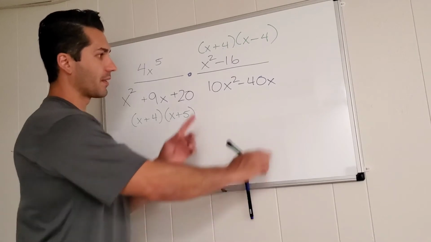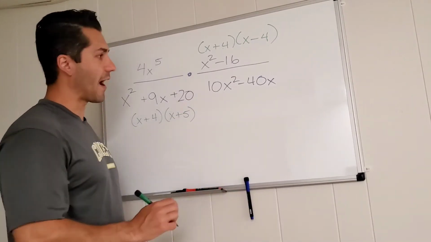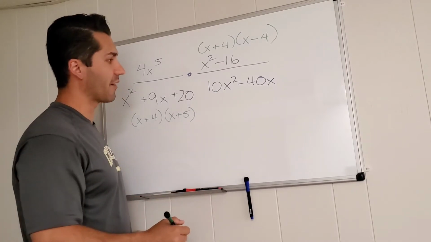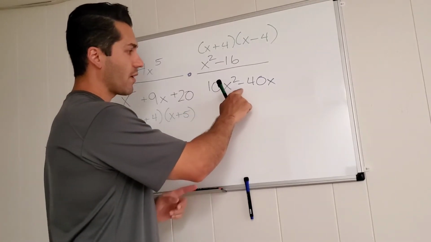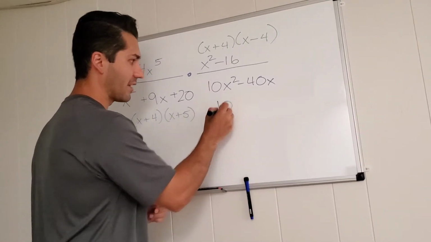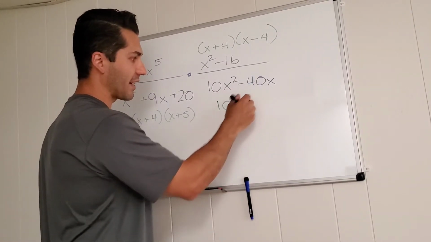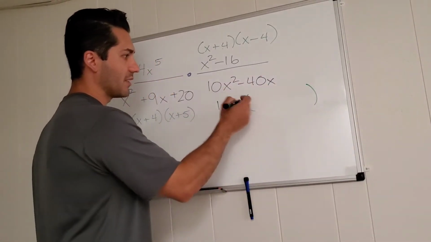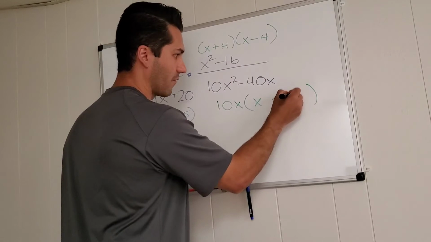Down here, this was the first type of factoring we learned. This is GCF, factoring using GCF. 10x squared minus 40x. 10 and 40 have a GCF of 10, so I take out a 10. With x squared and x, I could take out an x. And once you factor that out, what's left is an x minus 4.